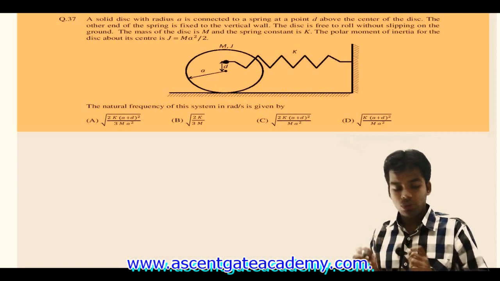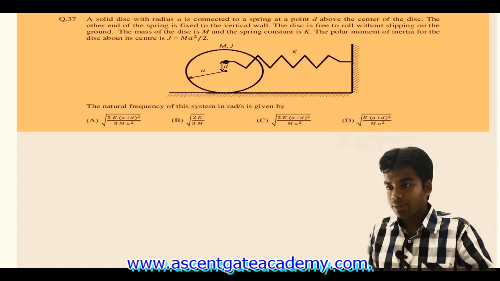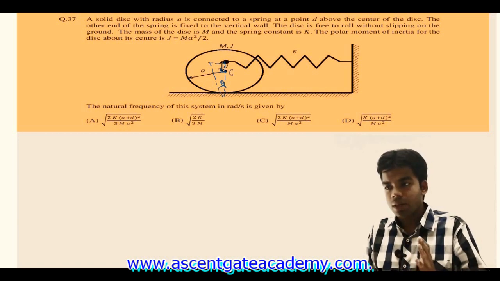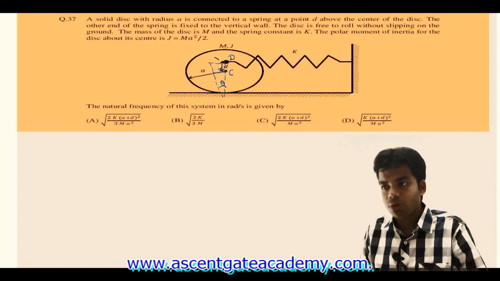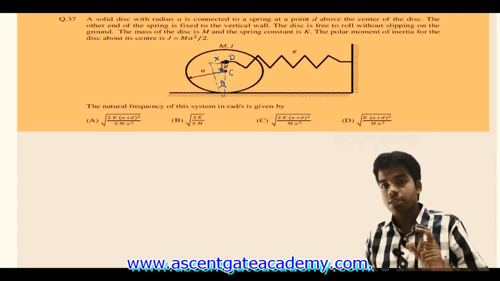Now what will be the total kinetic energy here? For that, suppose this disc is rotated by an amount theta. Now the center point C will move by an amount small x. Point capital D, which is the point where the disc is attached to the spring, is suppose moved by an amount capital X. There is a difference between small x and capital X.